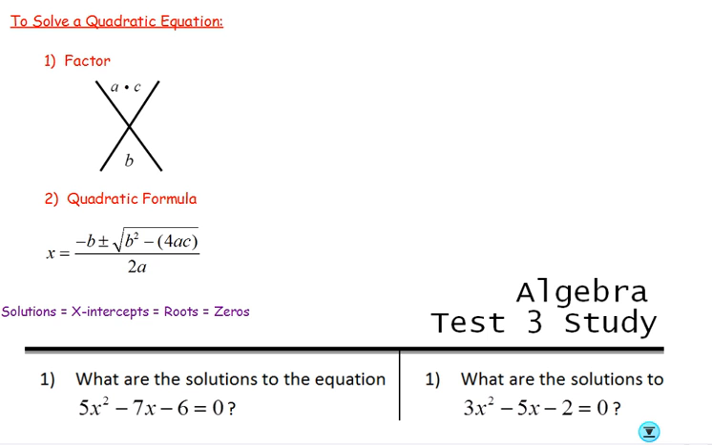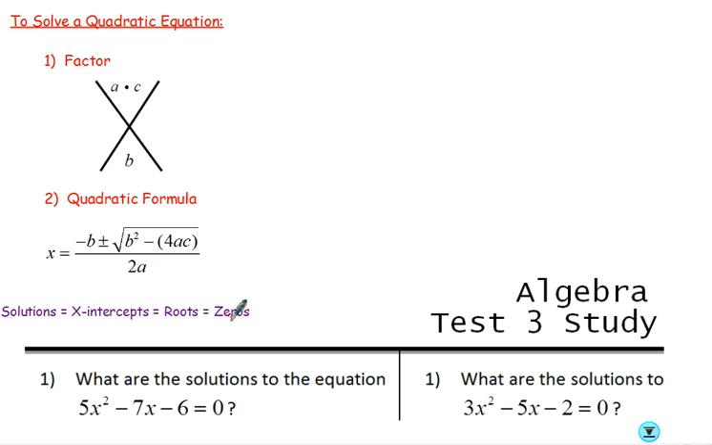Other thing just to mention to you real quick as far as how these questions might be worded, and write this down here. Solutions equals x intercepts equals roots equals zeros. And all that means is, when they say what are the solutions, they might also say what are the x intercepts. So when you solve a quadratic equation and you say x equals this and x equals that, you're saying that's where the parabola, the graph of that quadratic equation, crosses the x-axis. And we'll look at a couple on a graphing calculator in a second to clarify that.